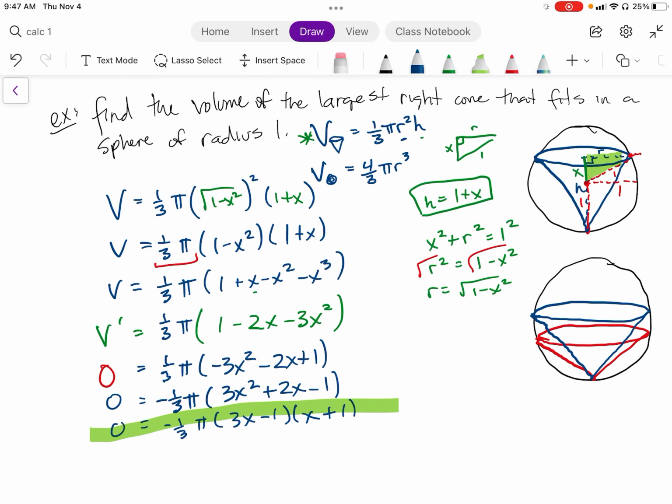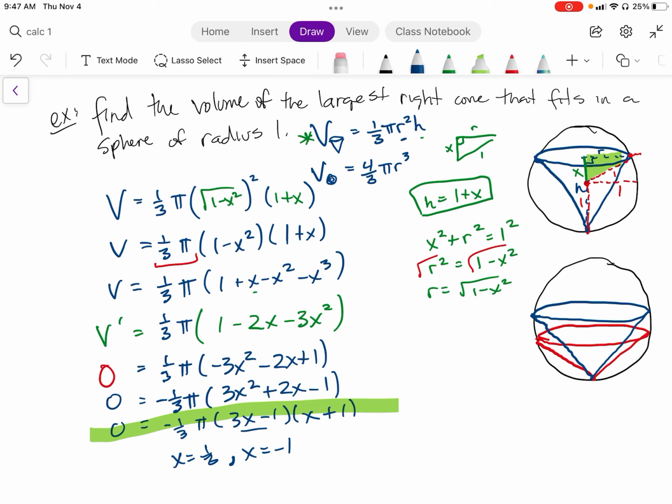Okay, so I'm going to highlight this, kind of keep track of that. So our two critical points, we have x equals 1/3, right? Or x equals -1. I want to make sure I have a max here. And remember, with optimization, you do have to think of your boundaries, but I don't have a closed interval in this case because at the extreme, r could be 0 or h could be 0.